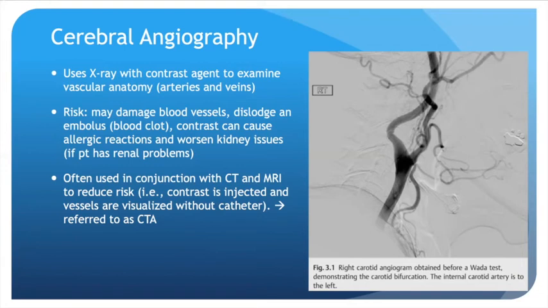A risk associated with this particular technique is that you might damage blood vessels, dislodge an embolus or a blood clot. The contrast can cause allergic reactions and actually worsen kidney issues if the patient has renal problems. So there are definitely risks associated with it. This is often used in conjunction with CT or MRI to reduce risk. In this case, contrast is injected and vessels are visualized without the use of a catheter. And this is referred to in the case of the CT as a CTA.